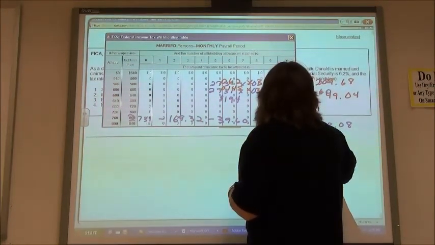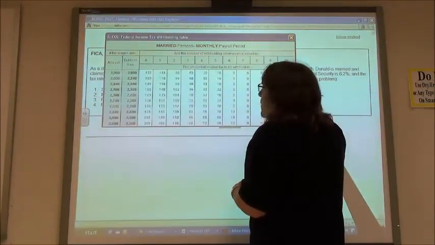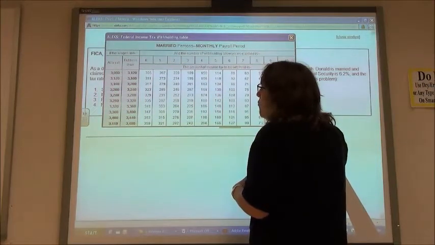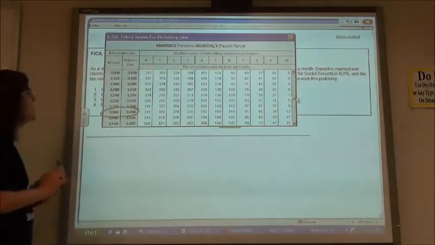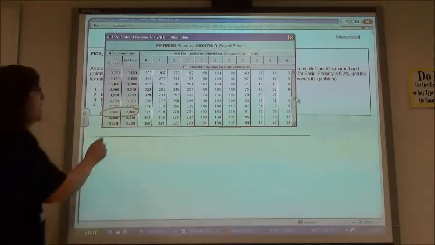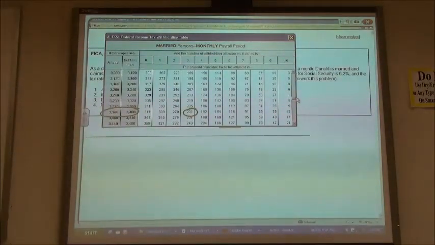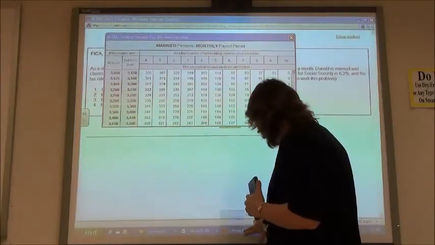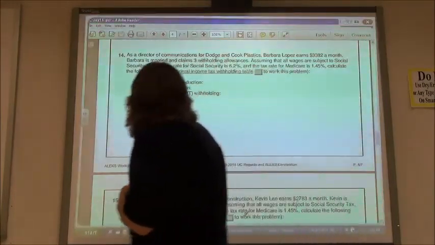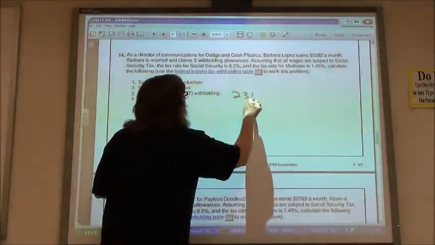Got to close my ink layer. So if I scroll down here, $3,382 would be in this section here between the $3,060 and the $3,400. We wanted 3 exemptions, so $231 would be the amount for our withholding. So now it's going to erase my stuff, but I'll go back over here. And so for our federal income tax withholding, we said it was $231.